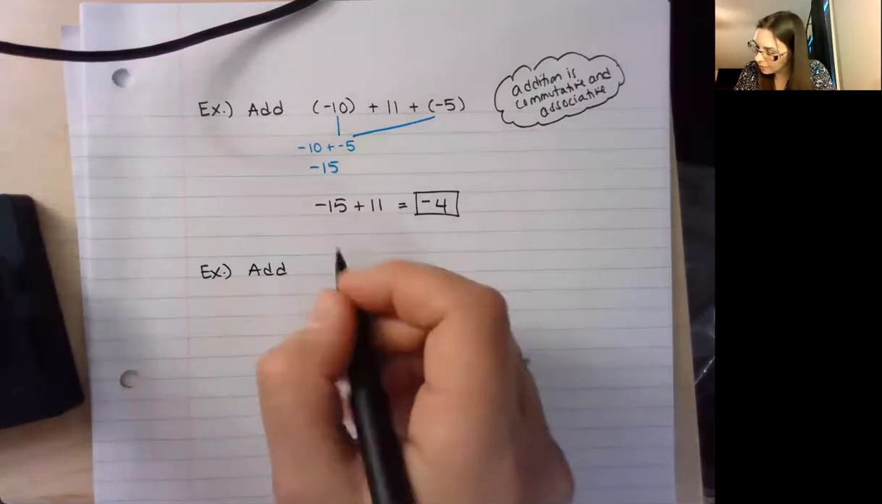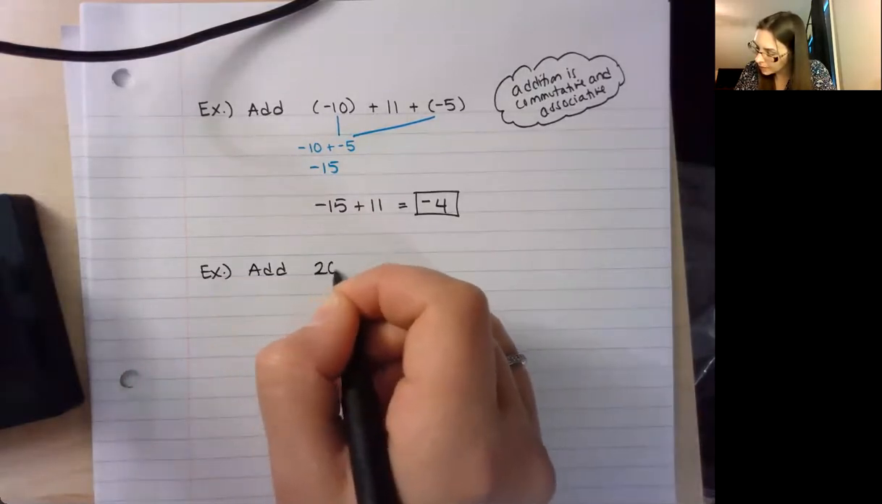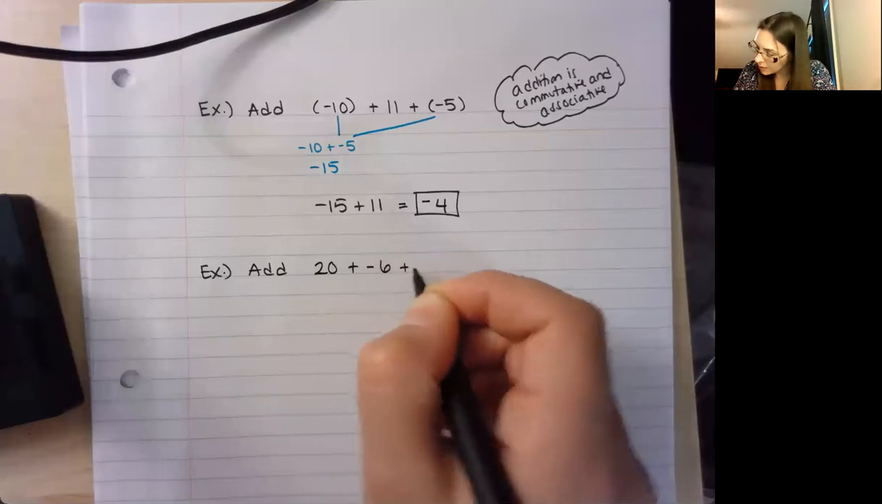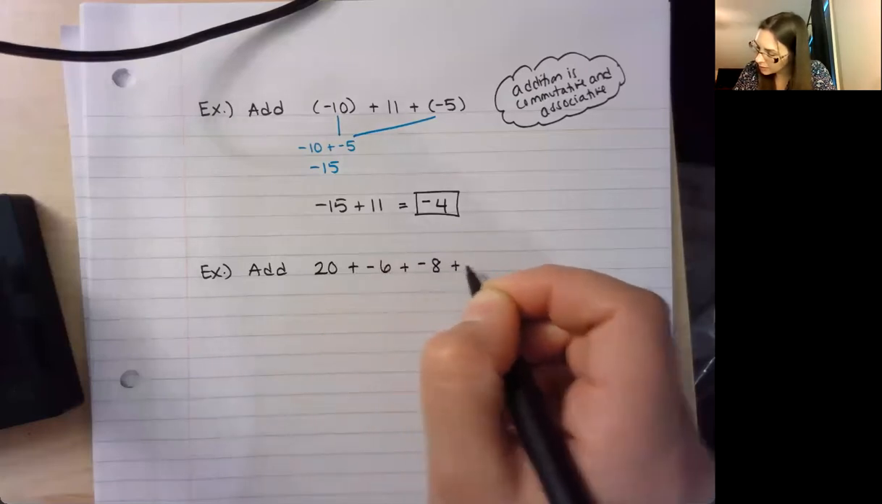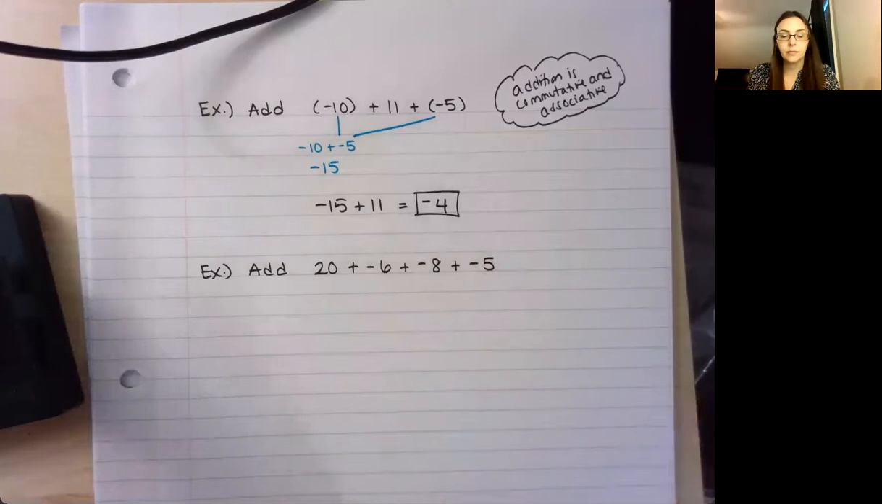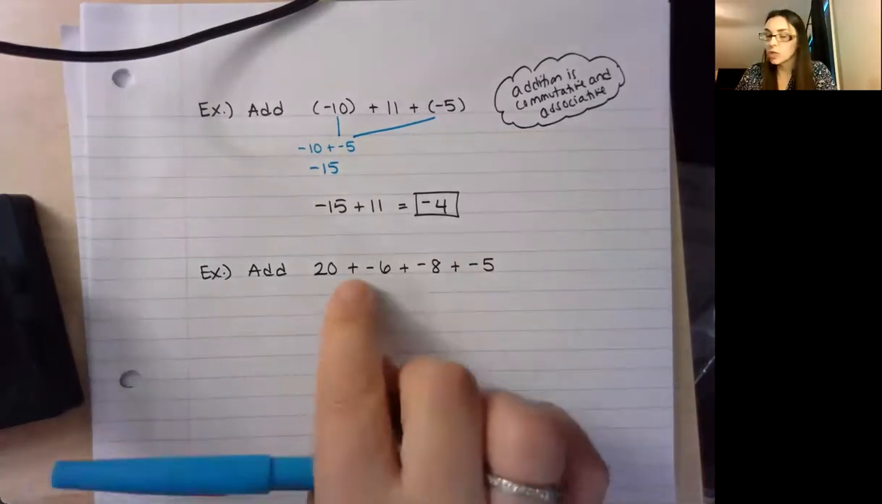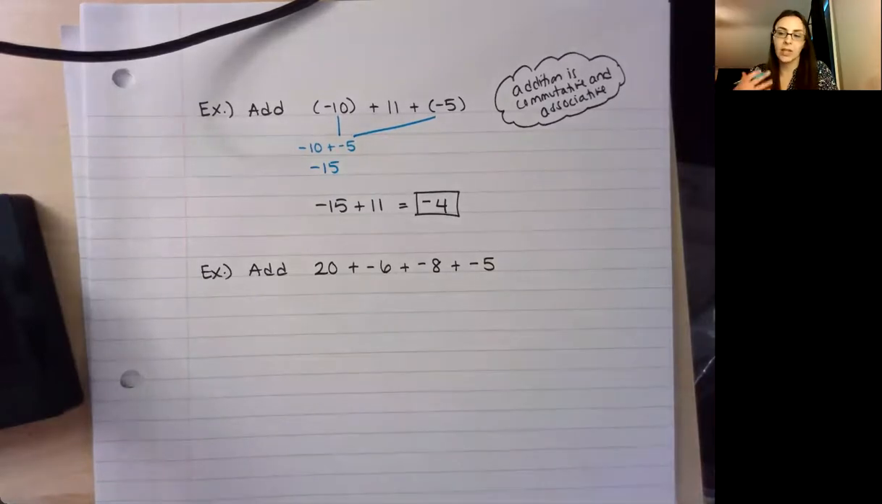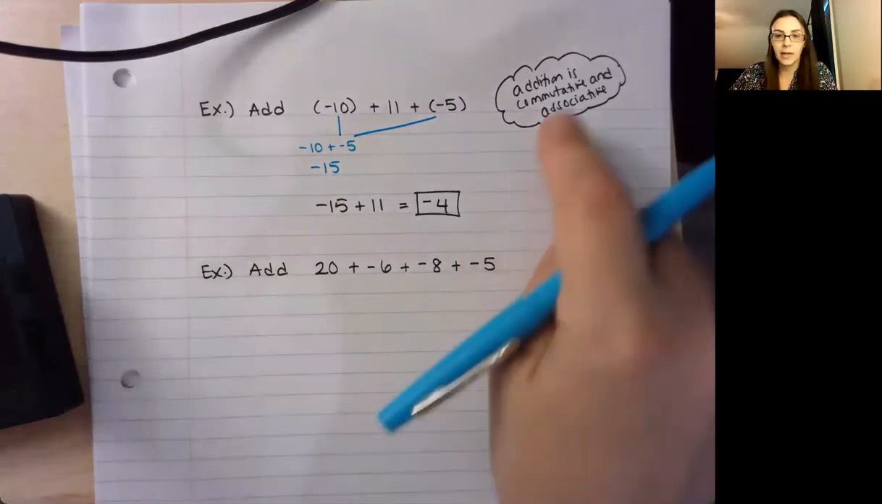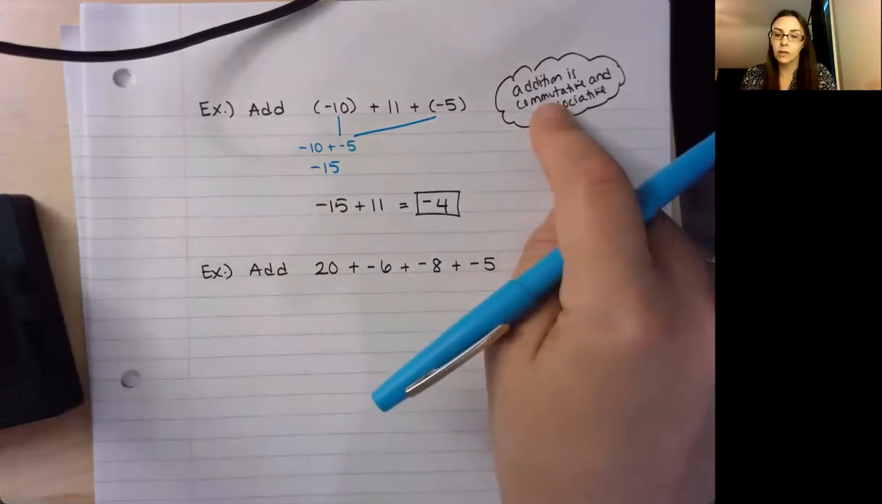So maybe I have 20 plus -6 plus -8 plus -5. Again, it's all addition, which is important. Once I start bringing in different operations, I have to go in order. I have to use order of operations. But if it's all addition, because addition is commutative and associative, I can rearrange it.